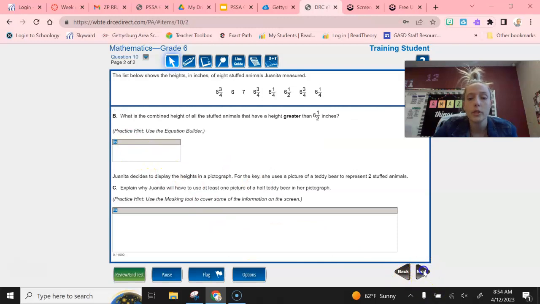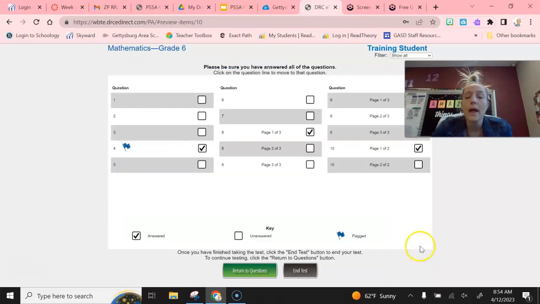Again, these are equation builder. When you are getting to the end, I'm going to show you here in a minute in a different video how to just check and make sure your answers are where they need to be and how you sign out of the test. Okay?